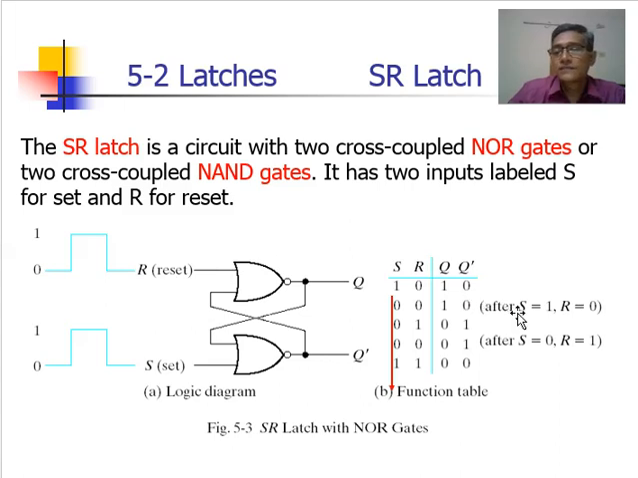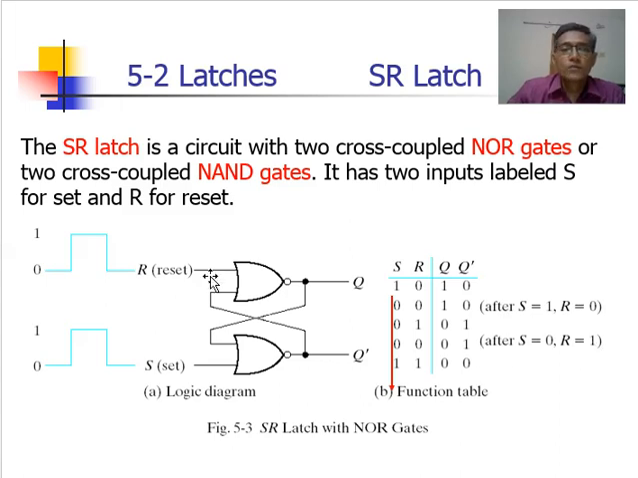So that is after S is equal to 1 and R equal to 0. Similarly, when S is equal to 0 and R equal to 1, we can have a similar analysis such that Q becomes 0 and Q dash becomes 1. In this situation, if R again goes to 0, the output does not change, so it remains 0 and 1. So that is what we have considered as after S is equal to 0 and R is equal to 1.